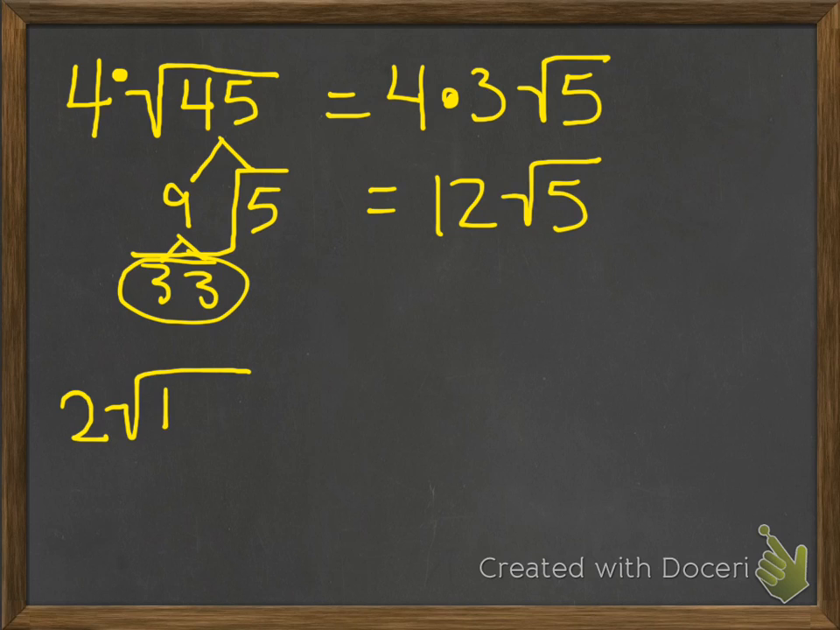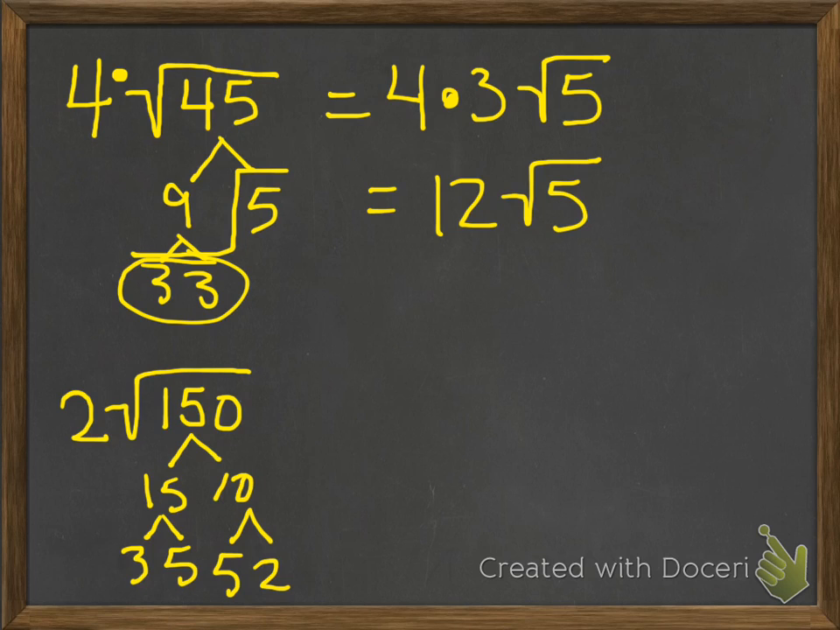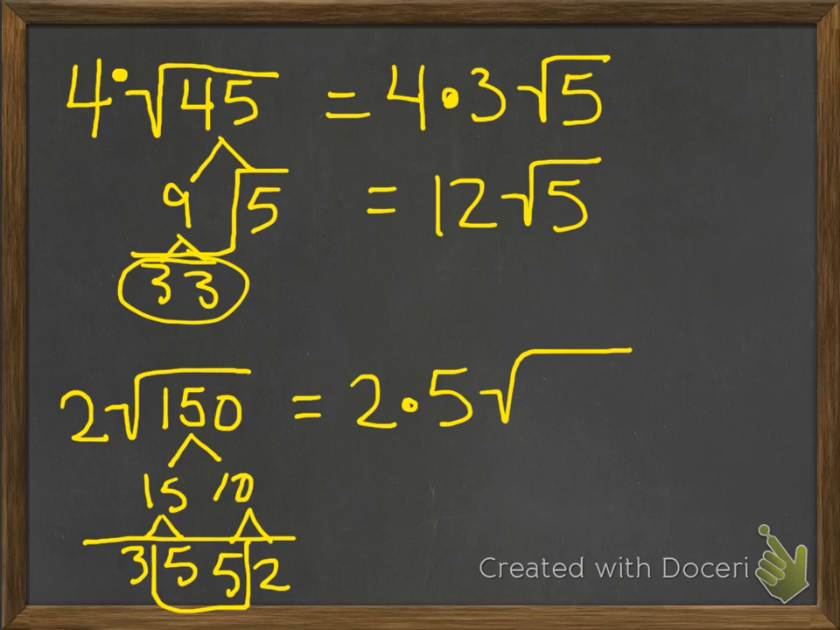Okay, another example. 2 square root of 150. Okay, again, 15 and 10, because that's pretty quick and easy. 15 is 5 and 3, and 10 is 5 and 2. Okay, I can quickly see I have a pair of 5's, so the 5 should go outside and join the 2. 5 times 2 is 10. The 2 and the 3 that are left over will be left inside. 3 times 2, which is 6. So I should have an answer of 10 square root of 6.